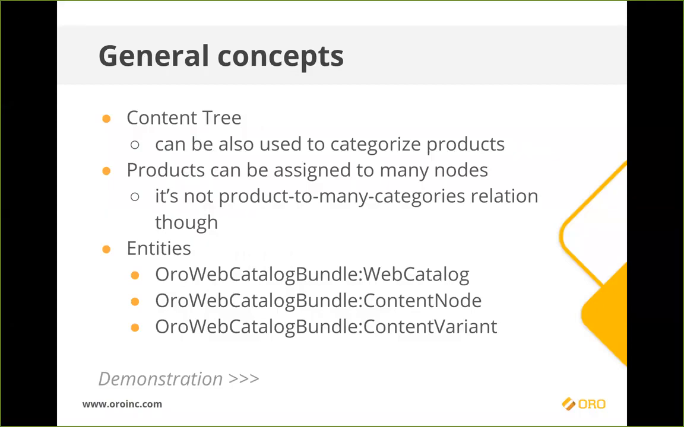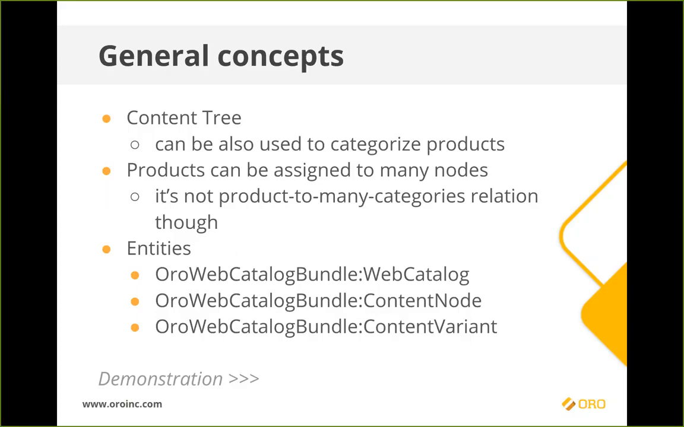Web catalog is also a content tree like master catalog, and it also can be used to categorize products. However, unlike the master catalogs, products in web catalogs can be assigned to many nodes. And pay attention, that is not a product to the many categories relation. It's a totally different way of relation which uses segments.